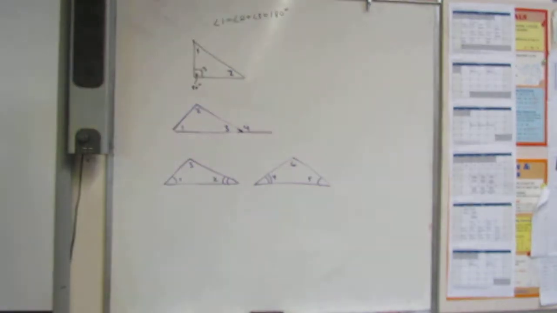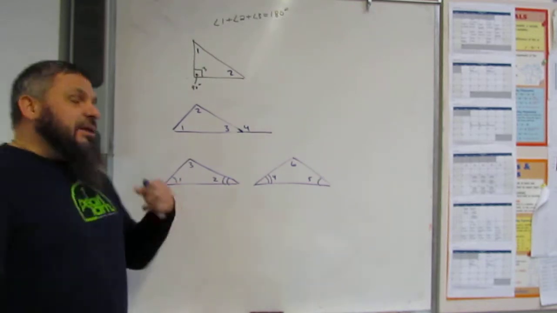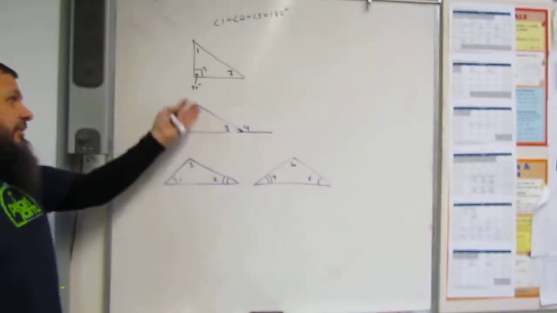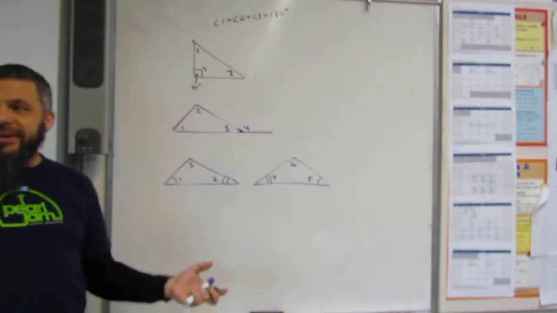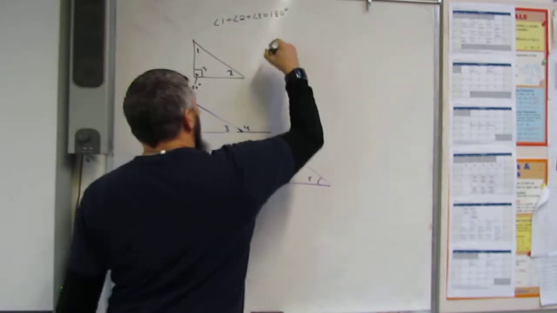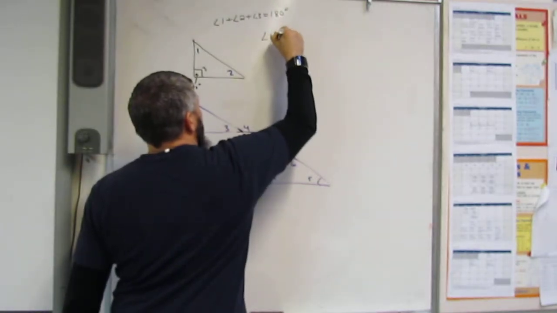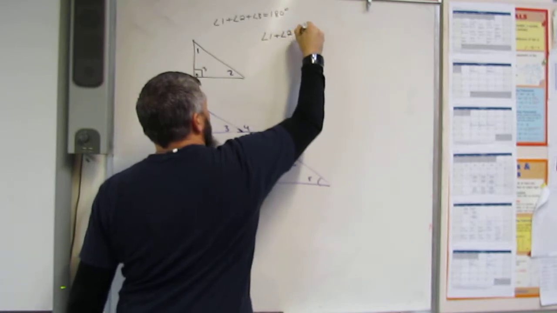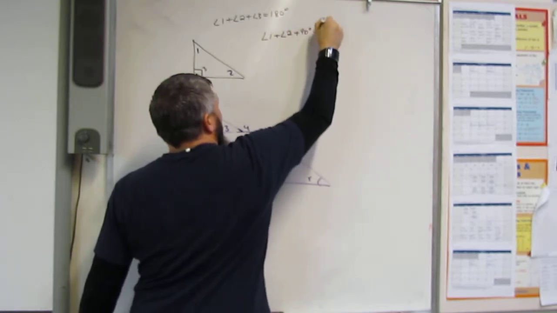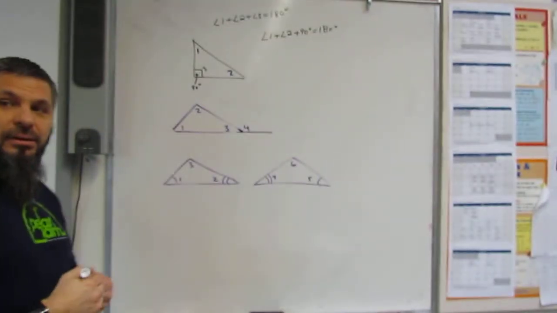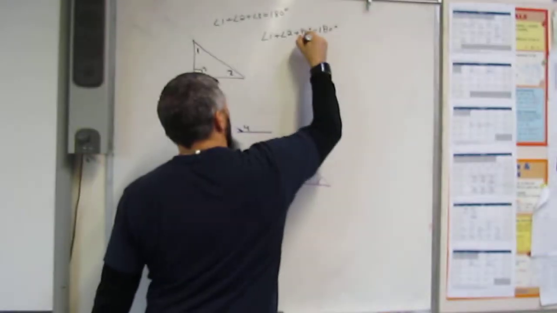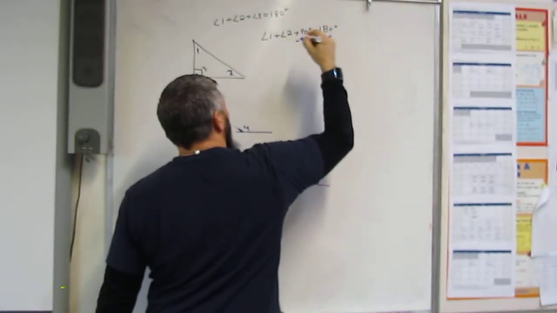Okay, we learned that yesterday. So we learned it again today. Make sure we know it. The other thing I know is if angle 3 is 90, then that would mean that angle 1 plus angle 2 plus 90 is equal to 180, right? So how much would 1 and 2 be? 180 minus 90, minus 90.